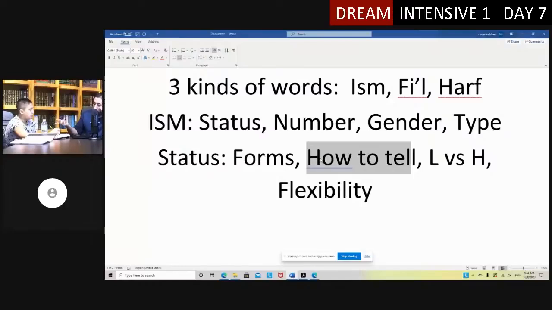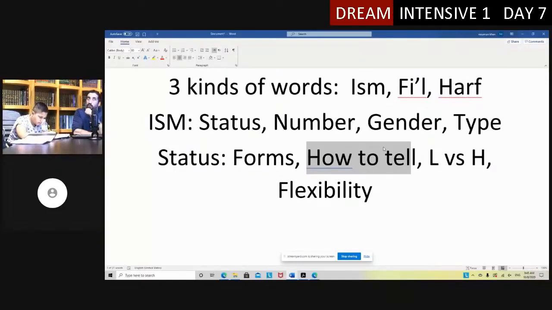If you hear u or un, what does that mean? U or un, that means it's rafa. Good. If you hear a and an, that's nasab. And then u and un is rafa. He said a and an is nasab, and you do the last one. I and in. It would be jar. Good.